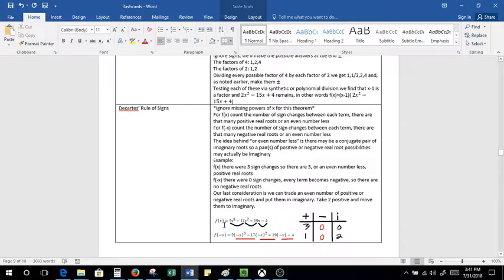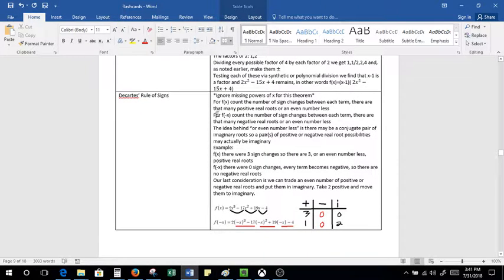So if we look at f of x, the first term is positive, the second term is negative, so that counts as 1. The second term is negative, the third one is positive, so that also counts as another one, so now we're up to 2. Positive to negative is another one, so that's 3. There are 3 roots possible because it's to the power of 3, so the other 2 would be 0.